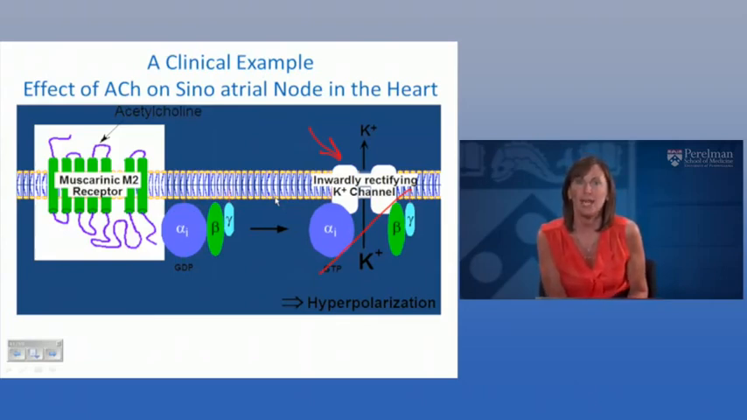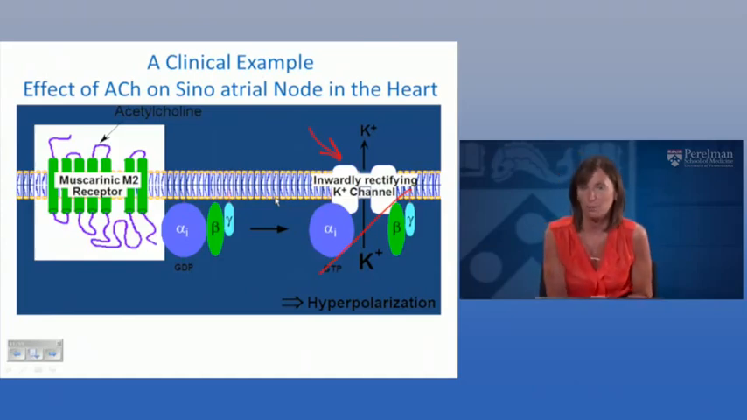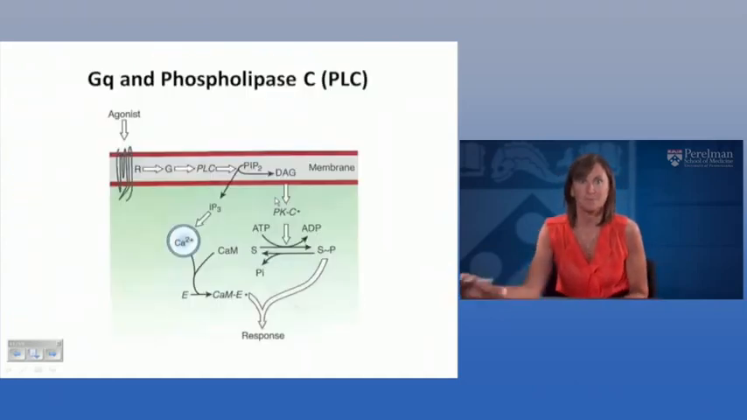And you could imagine then, if we came along with a drug that antagonizes the binding of acetylcholine to the muscarinic receptor, we could diminish the impact of acetylcholine on this ion channel and thereby reduce the natural impact of acetylcholine in slowing down the heart rate. And an example of such a drug would be atropine.